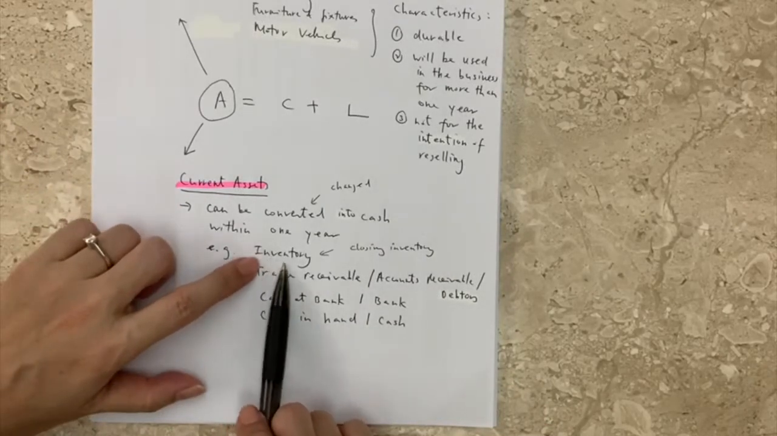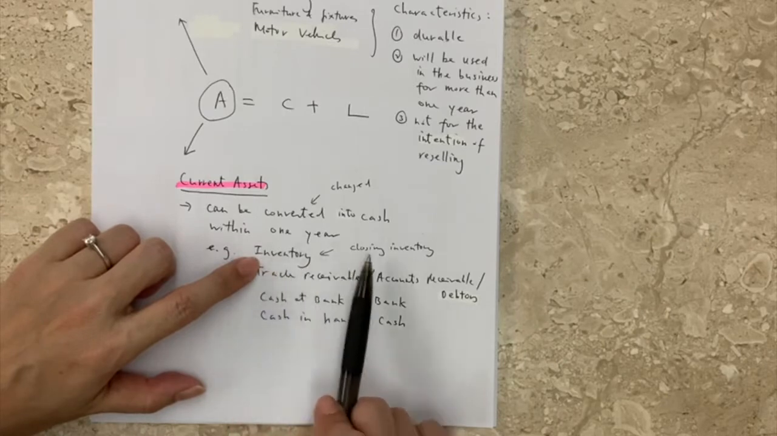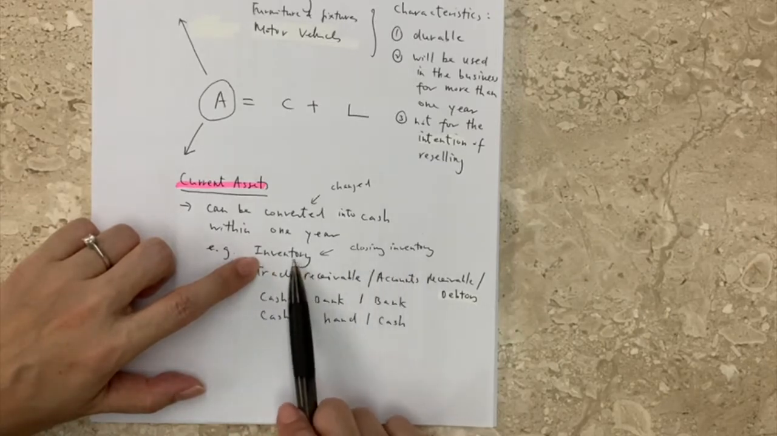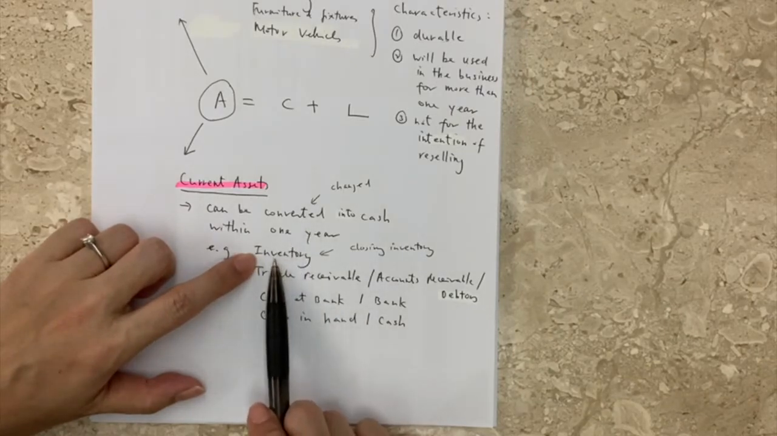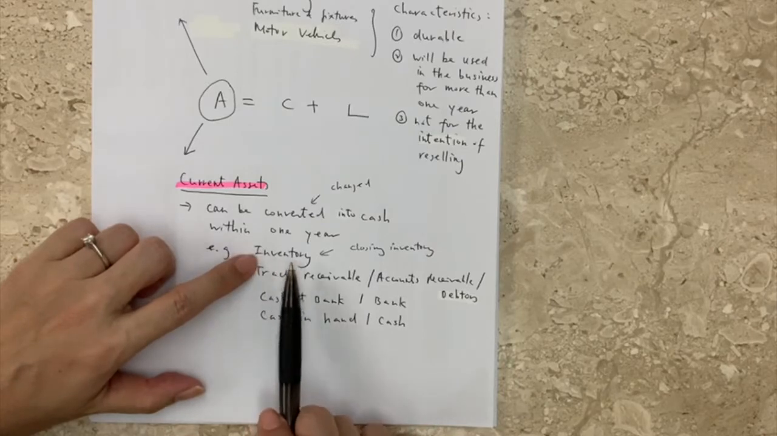And then we start with inventory. And this inventory means the closing inventory, because these are the goods not yet sold to the customer, and then will be converted into cash. So how can we change or convert inventory into cash? Just by selling this inventory to the customer.